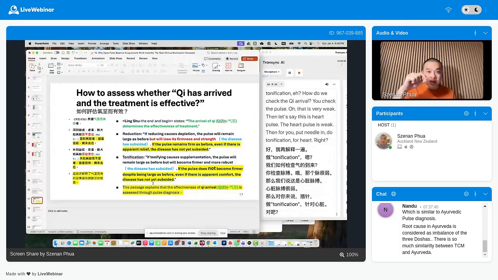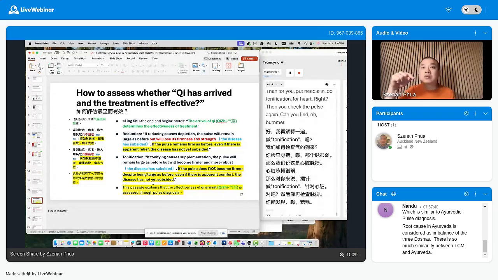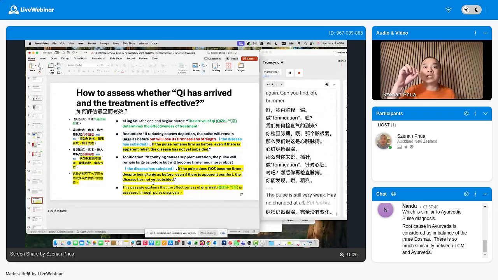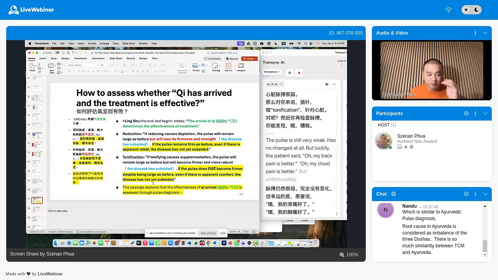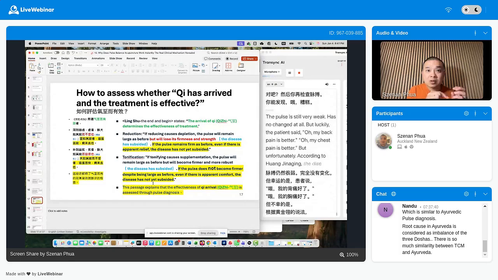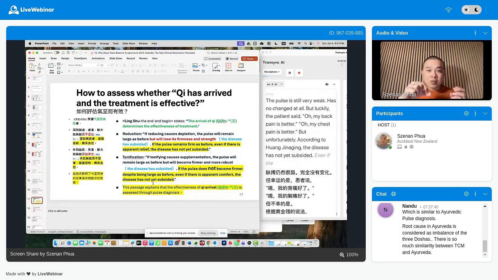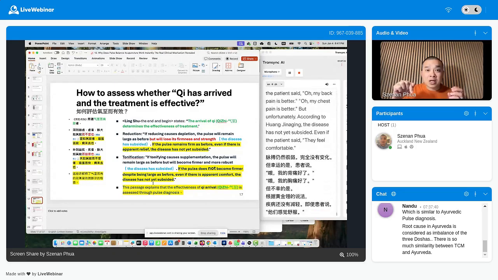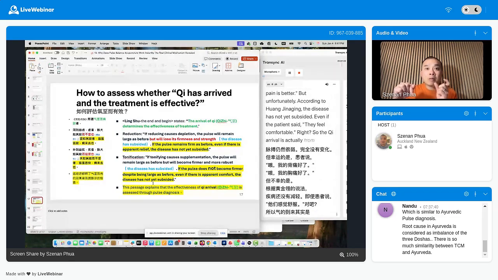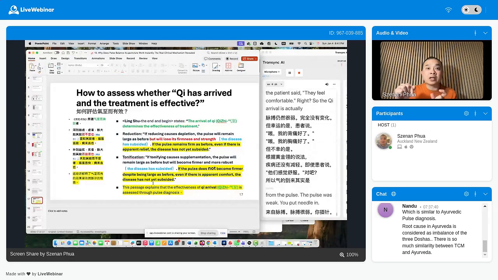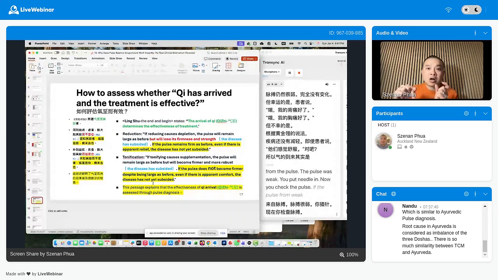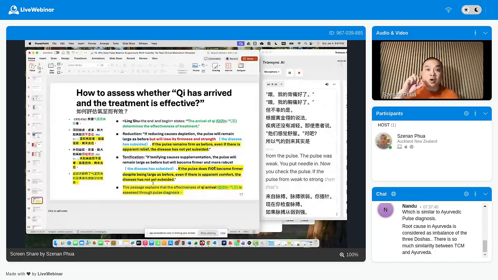The pulse was weak, you put the needle in. Now you check the pulse. If the pulse goes from weak to strong, then that's called qi arrival. Same as the other way. If the pulse was very, very firm, you put the needle in, you apply a reduction technique, and we check the pulse again. The pulse should be weaker, and that we call balancing the pulse. We call it balancing the organs, and that we call qi arrival. This is according to 黄帝内经.